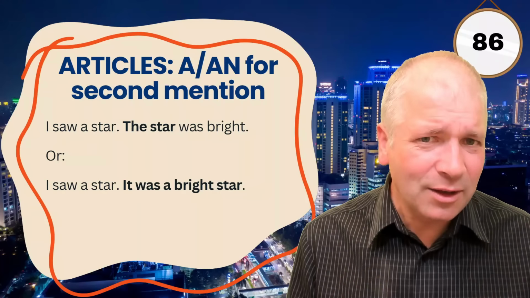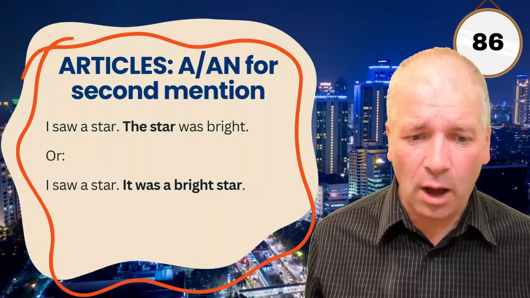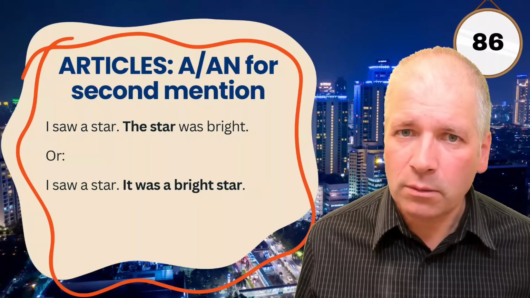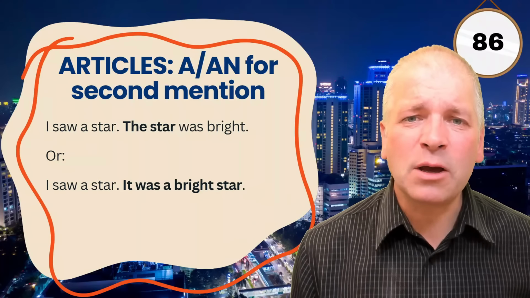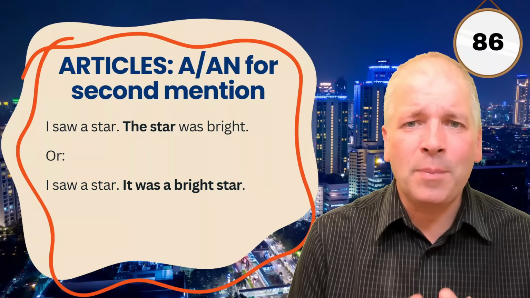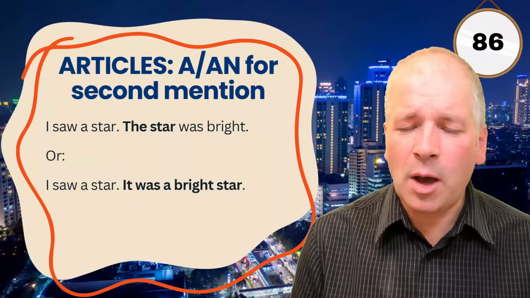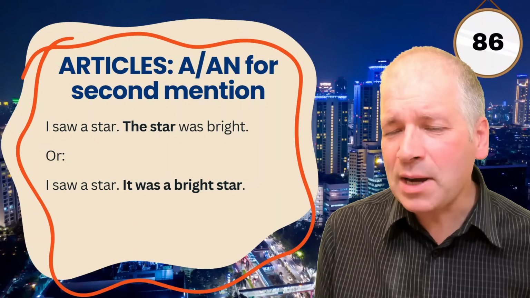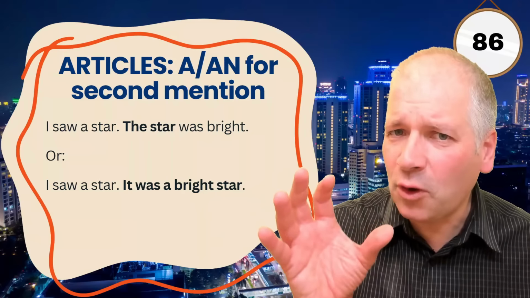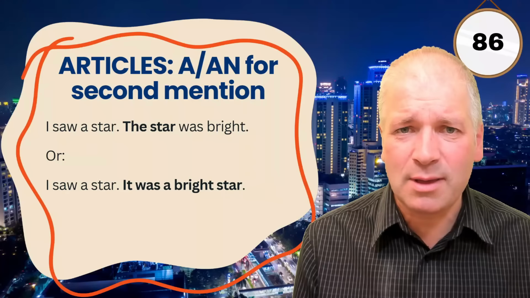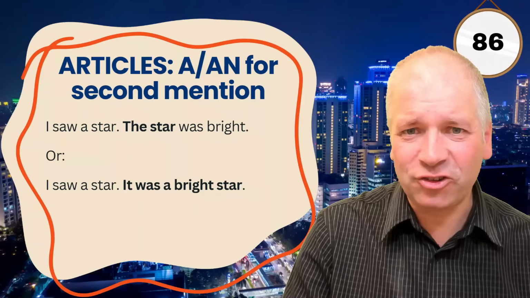But in the second set of sentences, we have something different. I saw a star, it was a bright star. We have a again as the second mention. Why? Because it's in the form subject-verb complement. We're using a copular verb here. It was a bright star. Here, a bright star describes it. It has that format of complement describing the subject itself. And in this form, we don't necessarily use the for the second mention.